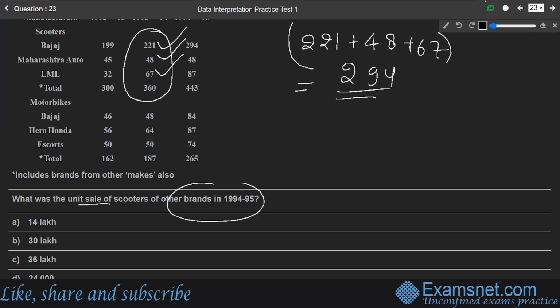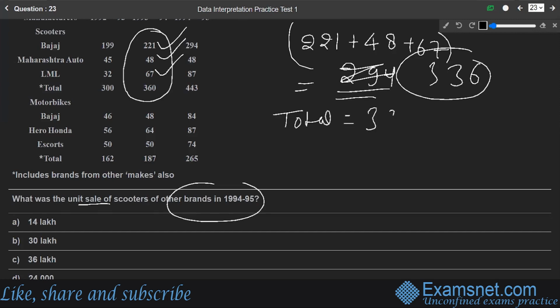Rather, if we add, this is 189 plus 76. 1 plus 8, 9 plus 7, 16, 6, carry 1, 2, 3 plus 4, 7 plus 6, 13, 3 carry 1 plus 2, 3. So 336 is the total sale of these companies together for the case of scooters. The 336 is the total sale from Bajaj, Maharashtra Auto and LML, and the total sale provided to us is rather 360.